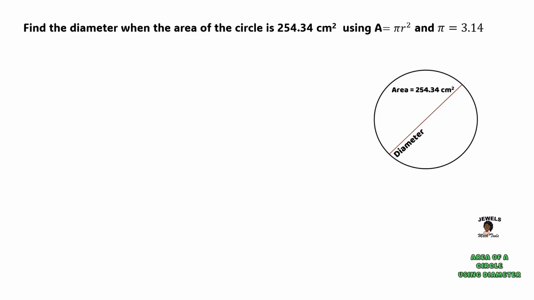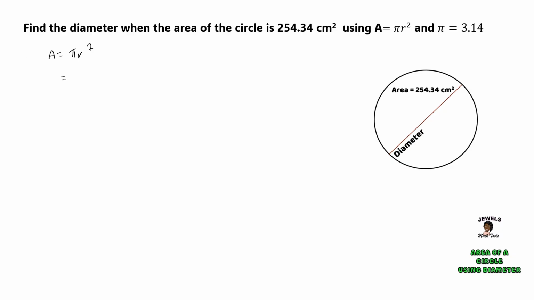So in our example today, we are going to be calculating the length of our diameter. And for this question, what is different for us is that we are already given our area. And we know that in using our area formula, we're asked to use the radius. So what we're going to have to do for this example is firstly calculate the length of our radius and then afterwards calculate the length of the diameter.